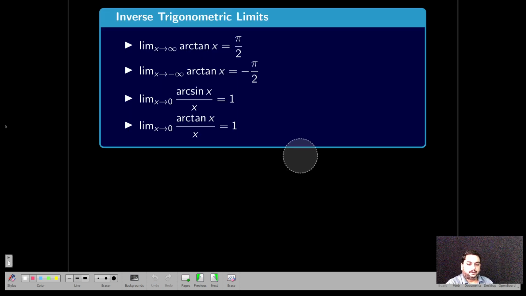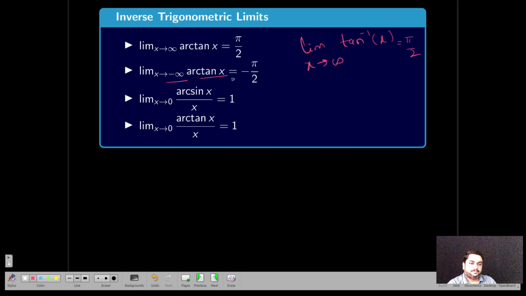Okay. Now, some inverse trigonometric functions. Arc tan x means, as good as writing, x approaches infinity, tan inverse x. Tan inverse infinity is pi by 2. You already know the standard values of trigonometric functions. Similarly, as x approaches minus infinity, tan inverse minus infinity equals minus pi by 2. In the previous video, you have seen these results.